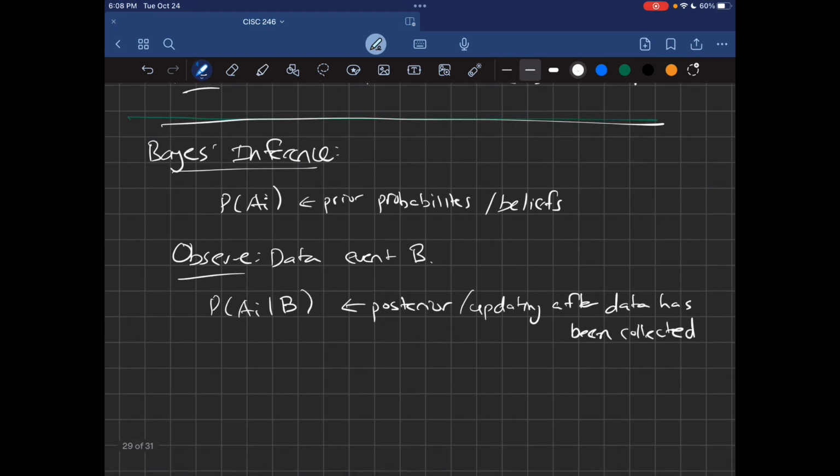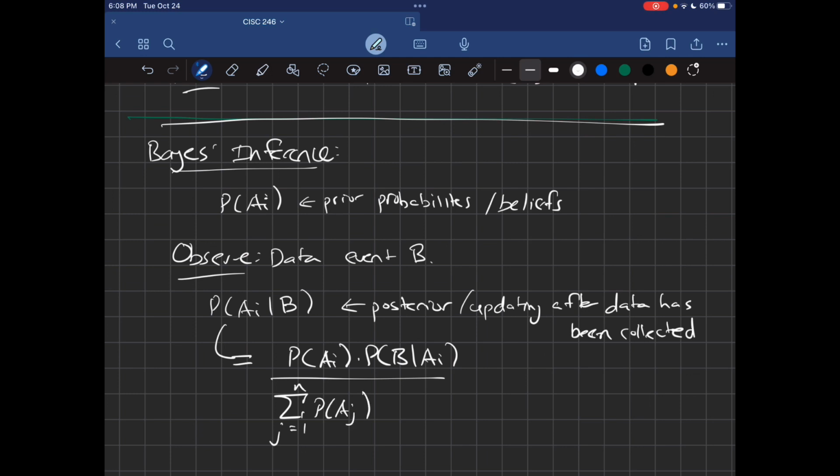If we want to compute this, we can compute this using Bayes' rule, which is probability of A_i times probability of B given A_i, over the sum, j equals 1 through n, or it could be infinite as well. It doesn't have to be a finite number of partitions, it could be infinite. So that's the general framework.